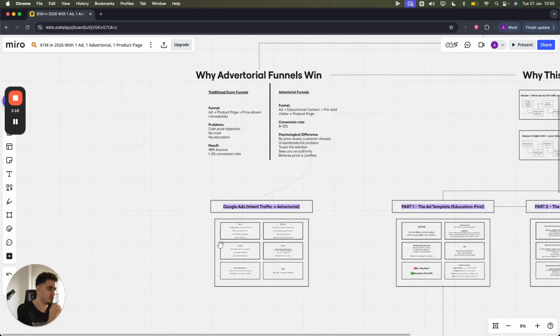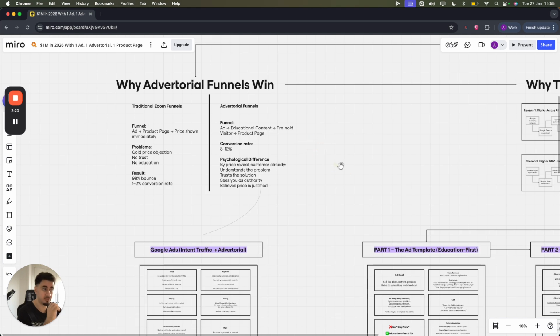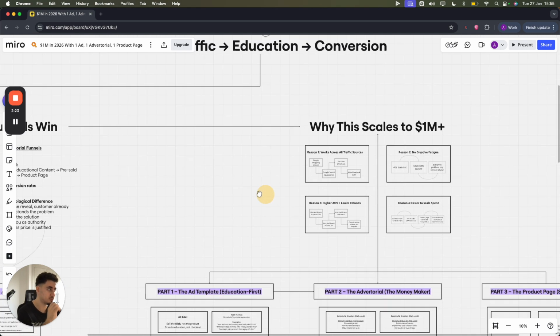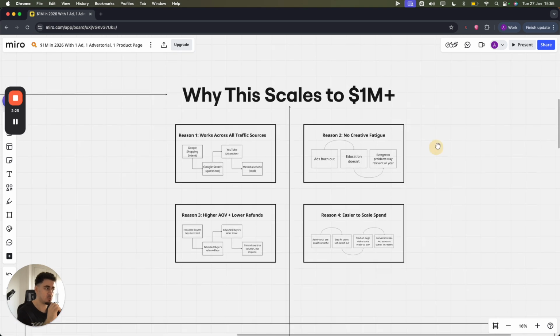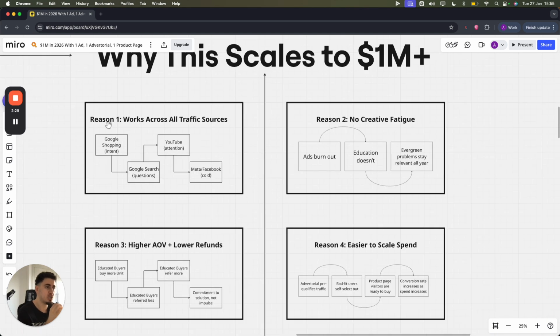So we're going to go over very good Google ad strategies as well that you should be implementing for your brand and for advertorials. But why does this scale to 1 million, right? To 7 figures plus. I just used 1 million for simplicity, right? Reason one, it works across all traffic sources, right? For Google, YouTube's obviously a part of Google, for Meta ads as well, TikTok, all of that sort of stuff.